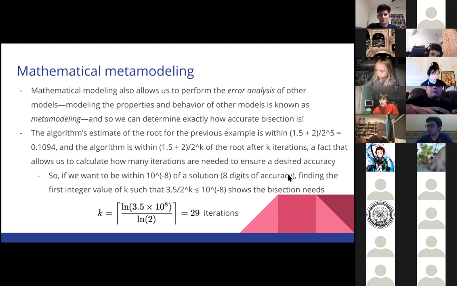And we get the integer value, which is going to be the rounded up solution to that equation, which is the natural log of 3.5 times 10 to the 8th over the natural log of 2, which equals 29 iterations.